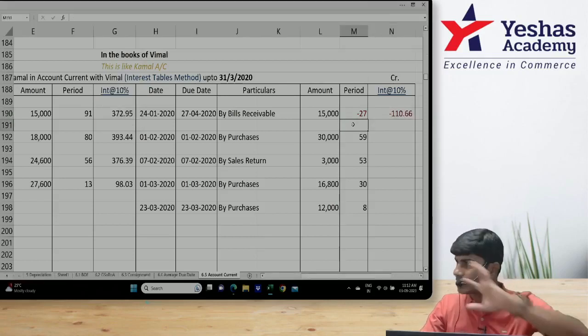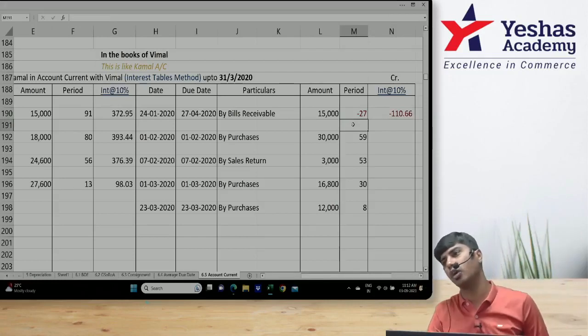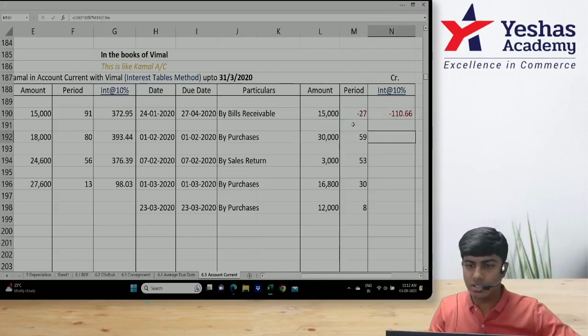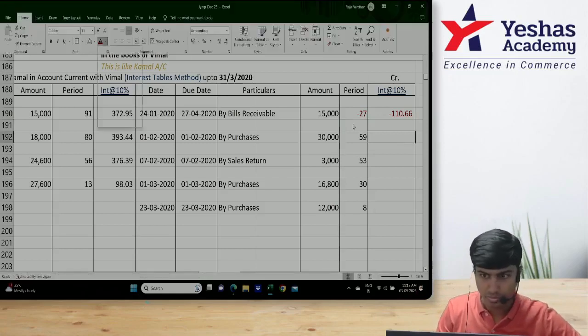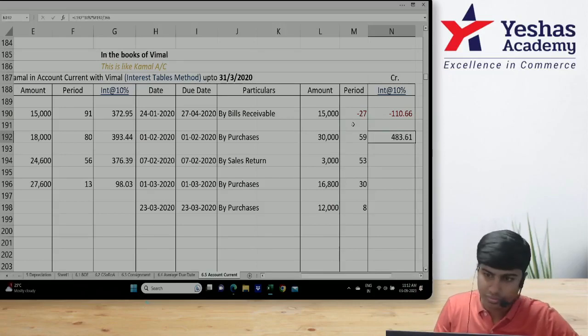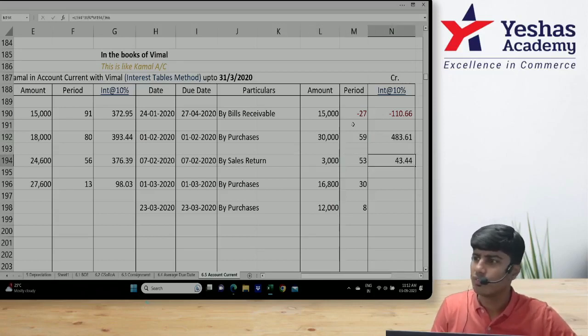Literally, when they were doing these things in practical manual accounting, they used to write it in red. That was the reason it was called red interest. 30,000 into 59 by 366 into 10%. 483 point. 3,000 into 53 by 366 into 10%. 43 point.